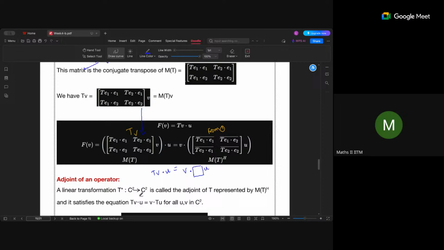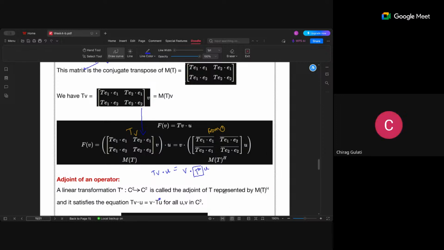So what is the adjoint of the operator? The linear transformation T star from C2 to C2 is the adjoint of T represented by this matrix, and it satisfies this condition: Tv dot u is equal to v dot T star u. So this is T star u. So this M of T H, the complex conjugate transpose, is the representation of this transformation T star. Is that clear? This is just the definition.